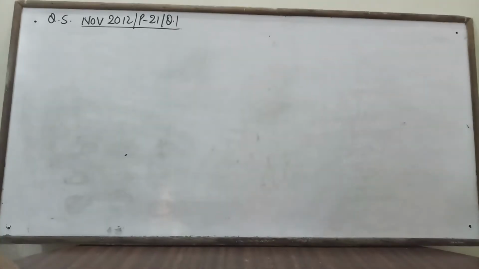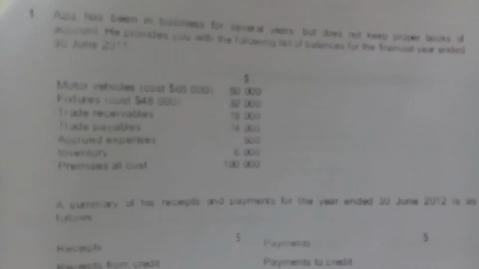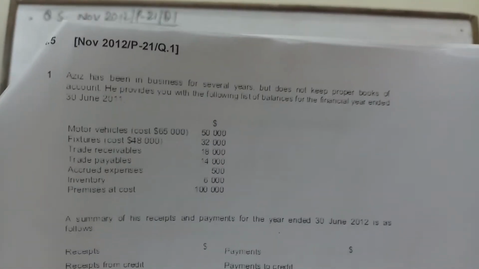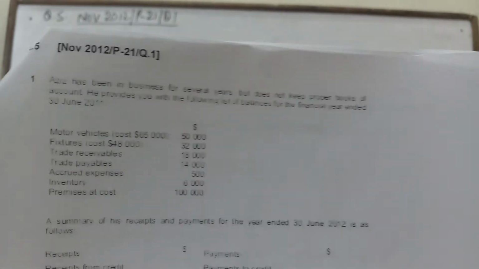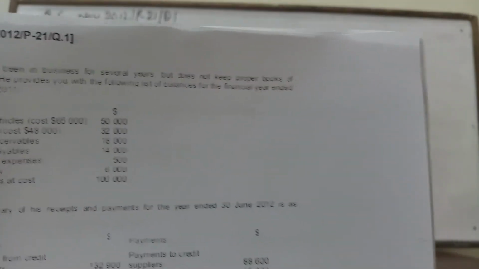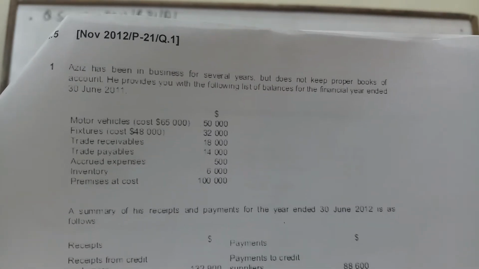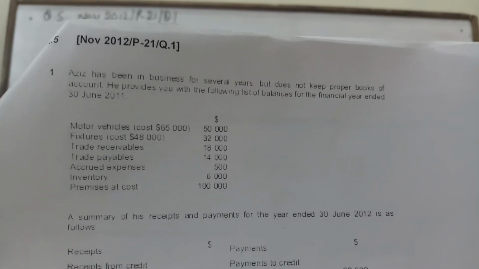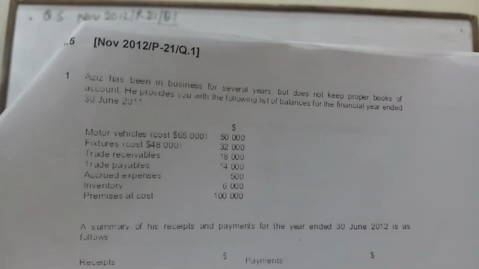If you see this paper, I will show it to you. I hope you can see it. In November 2012, paper 21, question number 1, this is a different type of question paper where the information is given in different parts, and you are required to prepare different parts of this paper, not the complete income statement. The problem areas of the income statement are the requirement of this past paper.